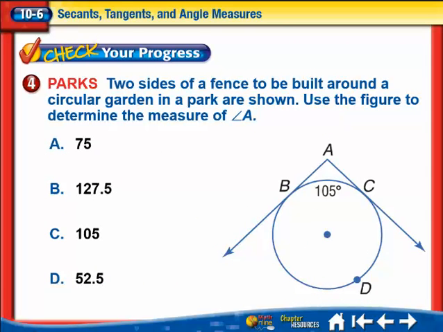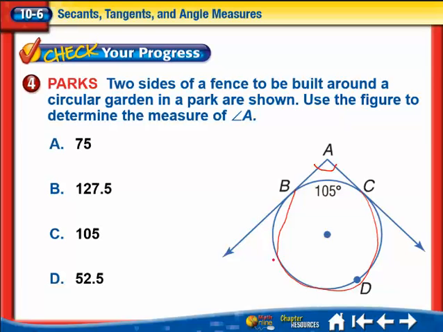Okay, so here's another one. Could be any of the three examples I showed you. Two sides of a fence to be built around a circular garden in a park are shown. Use the figure to determine the measure of angle A. So we're looking for this. Okay, so if I know this is 105, I need to know this big arc so I can subtract them and divide by 2 and find that angle.